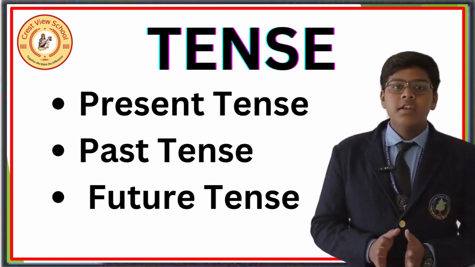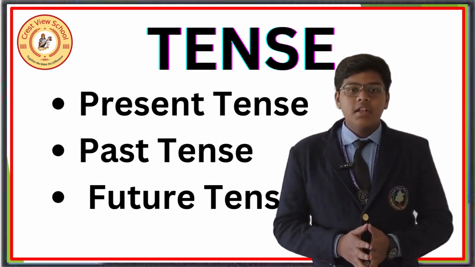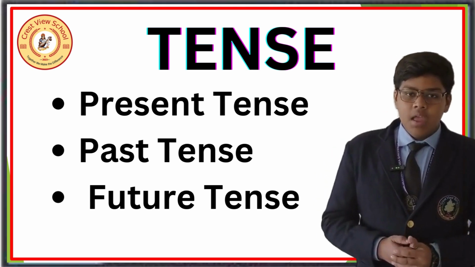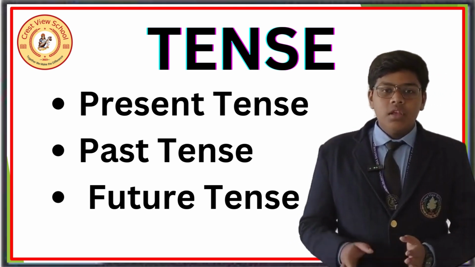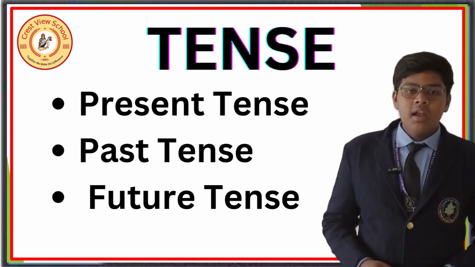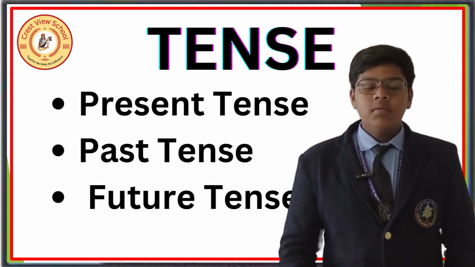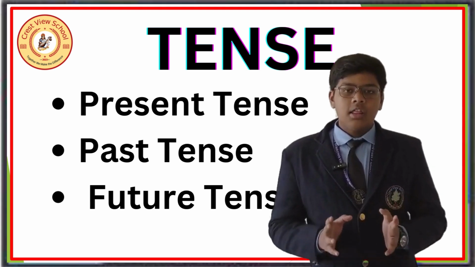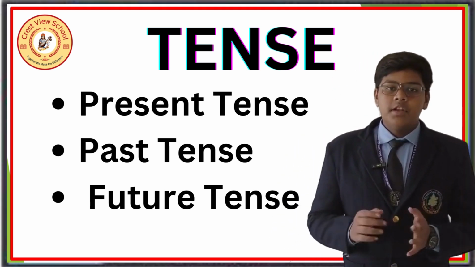First, present indefinite tense. Present indefinite tense shows the action which is performed in present time. So in present indefinite tense we use s or es with singular subject and the verb's first form with plural subject. And there are some examples of present indefinite tense.